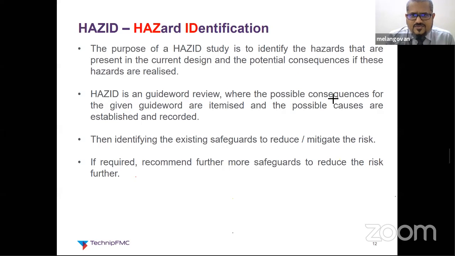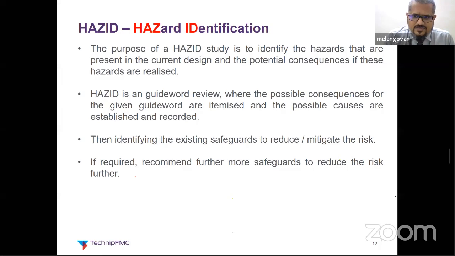The purpose of HAZID study is to identify the hazards present in the current design and the potential consequences if the hazards are realized. So again, we need to approach this HAZID as a keyword concept. It is a guide word review. We have a set of guide words from the codes and standards as well as the operating company's procedures.